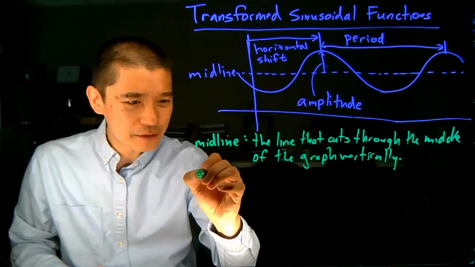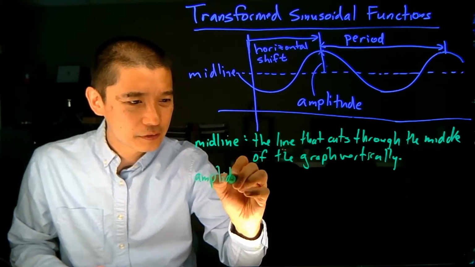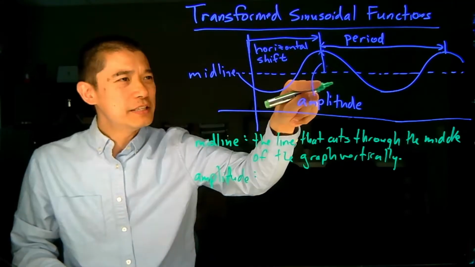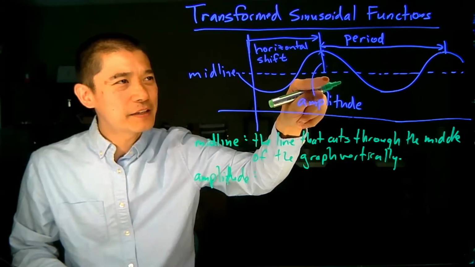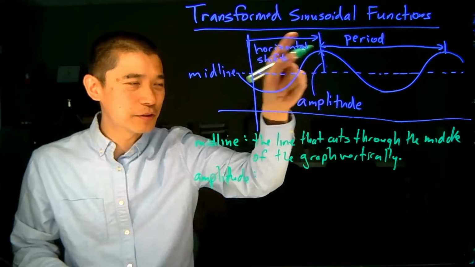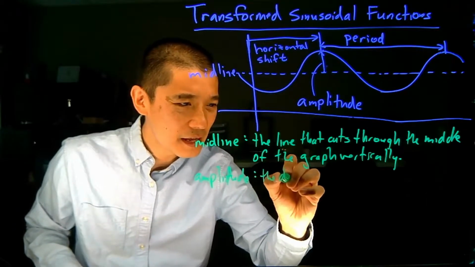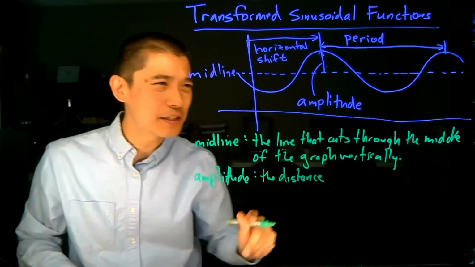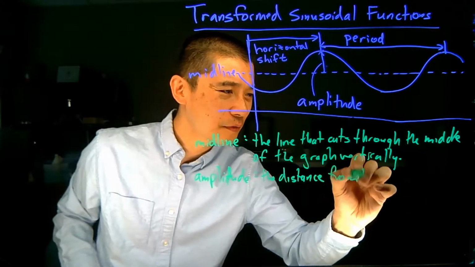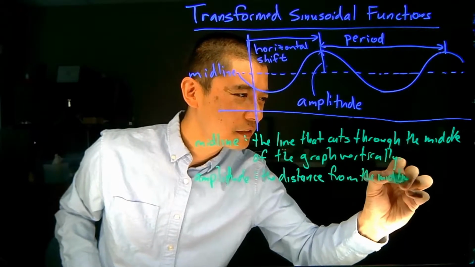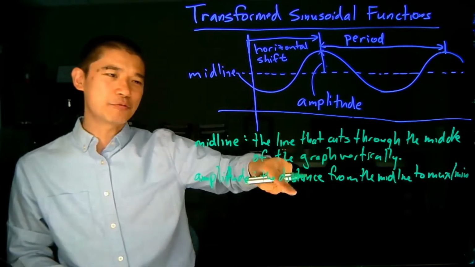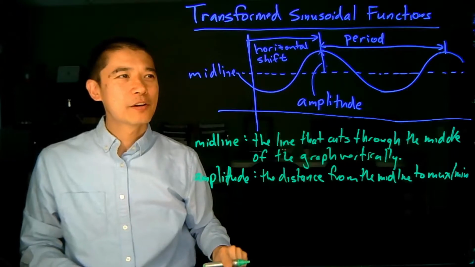Next we have the amplitude. So what is the amplitude? The amplitude is the distance from the midline to the peak or to the valley, to the min or to the max. And since this is a distance, we really want to think about this amplitude being a positive number, the distance from the midline to either the max or the min. And we say this distance here means the vertical distance up or down. Right, so that's the amplitude.